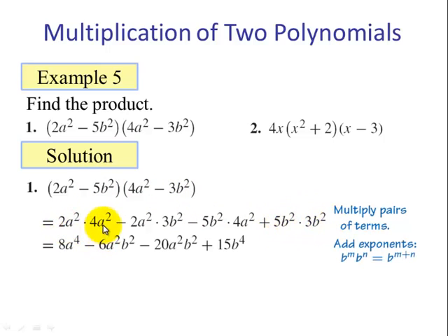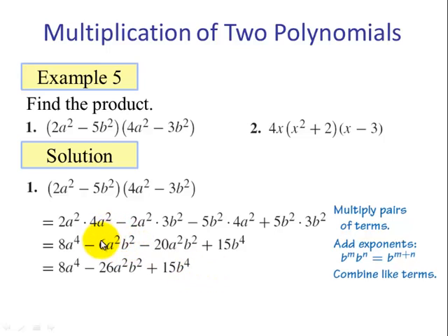2a squared times 4a squared is 8a to the fourth. 2a squared times negative 3b squared: negative 2 times 3 is negative 6, a squared times b squared is a squared b squared. Negative 5 times 4 is negative 20, b squared a squared is a squared b squared. And negative 5 times negative 3 is 15, b squared times b squared is b to the fourth.